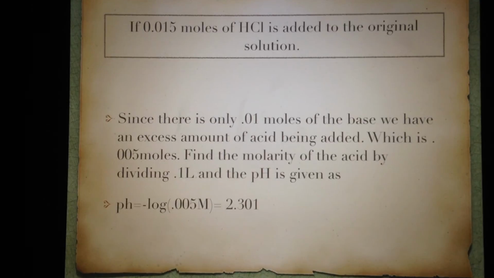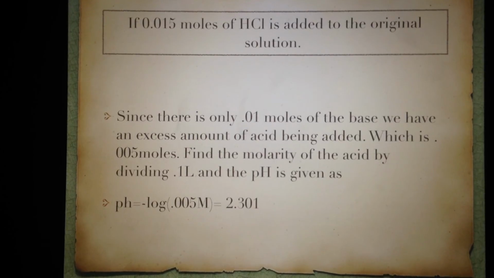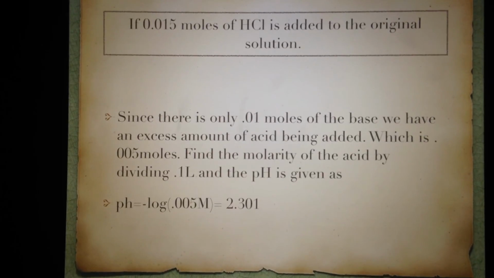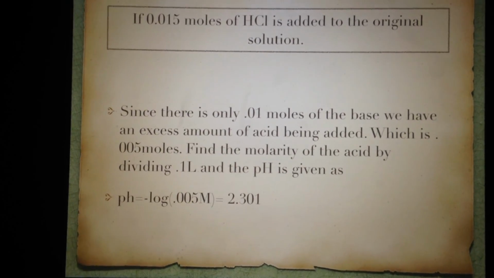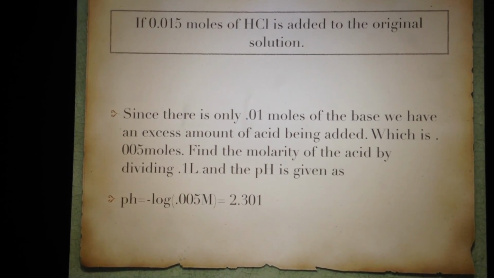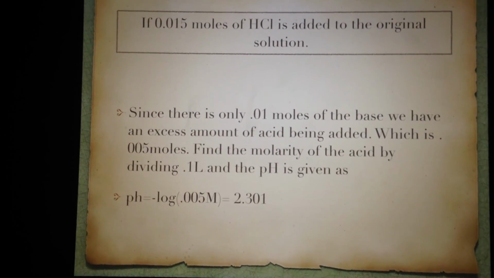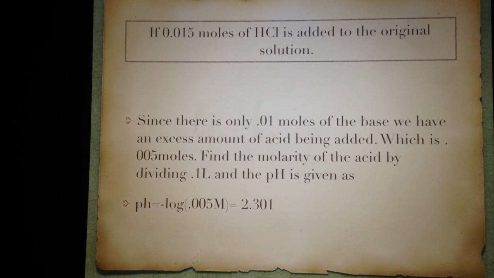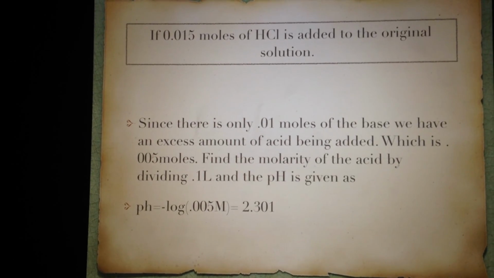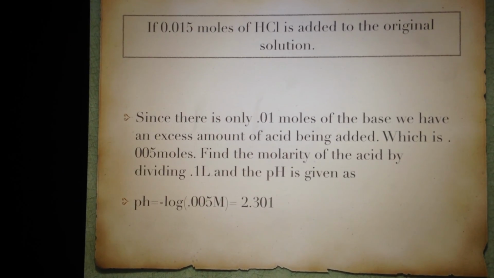And now we'll be adding 0.015 moles of HCl to the original solution. Since there's an excess amount of acid being added, which is 0.005 moles, you know that it will completely dissociate. Since it's a strong acid, it will change the pH much more. The base will be completely consumed, and you're left with the excess strong acid, so you take the pH of the strong acid, which is pH equals negative log of 0.005 moles divided by the 0.1 liters, and your pH value will be 2.301, which is very acidic.